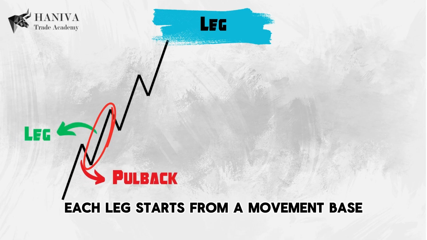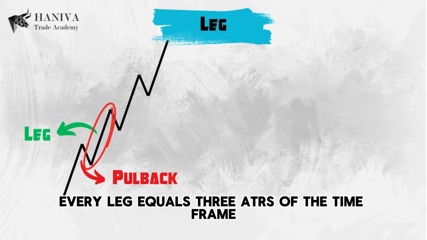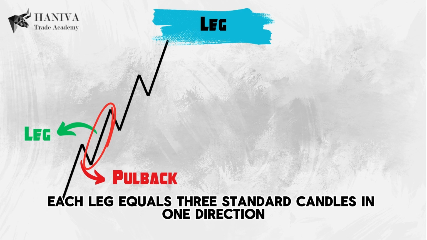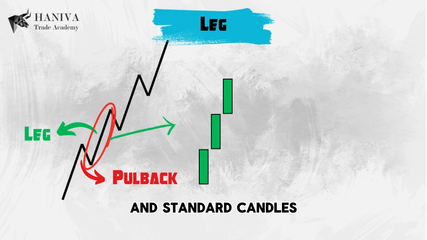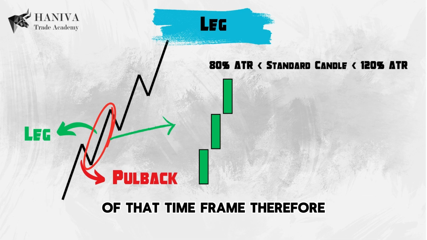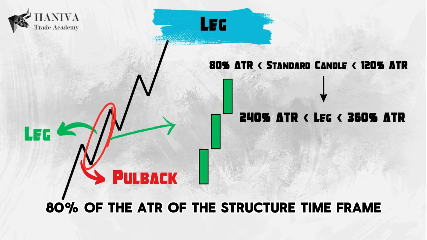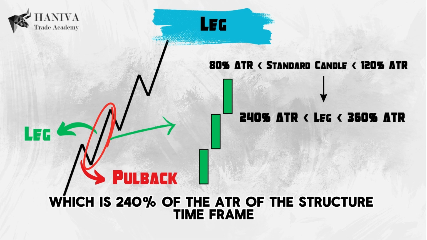Each leg starts from a movement base, which can be a pullback. Every leg equals 3 ATRs of the time frame. In fact, each leg equals 3 standard candles in one direction, and standard candles have a length equal to 80 to 120% of the ATR of that time frame. Therefore, each leg must be at least equal to 3 times 80% of the ATR of the structure time frame, which is 240% of the ATR of the structure time frame.